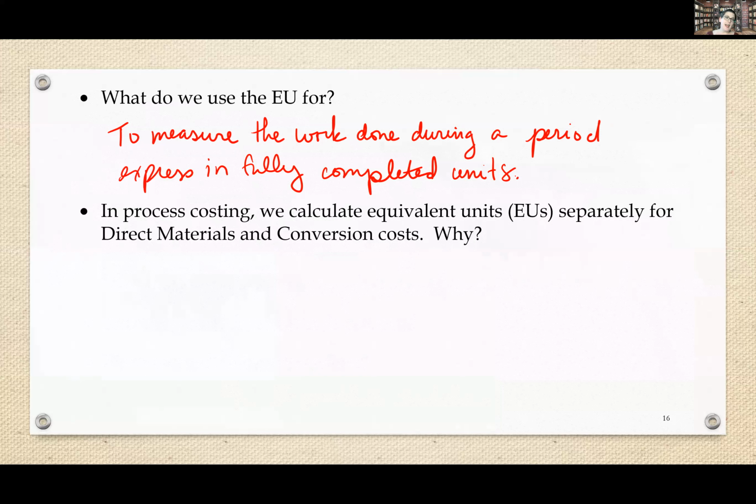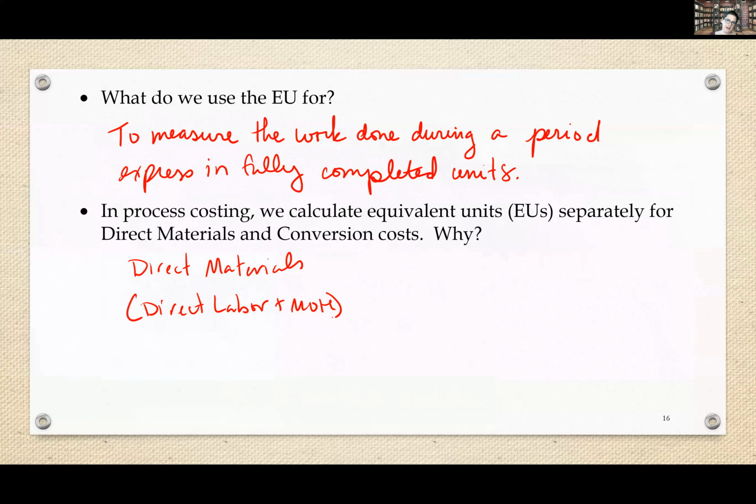Now, in process costing, we are going to have 2 different equivalent units. We're going to calculate equivalent units separately for direct materials and conversion cost. Remember we've got direct materials here, and then we have conversion costs, and the conversion costs are going to be our direct labor plus our manufacturing overhead. And the reason we're going to do them separately is they each have their own percentage of completion. And let's think about that for a moment.